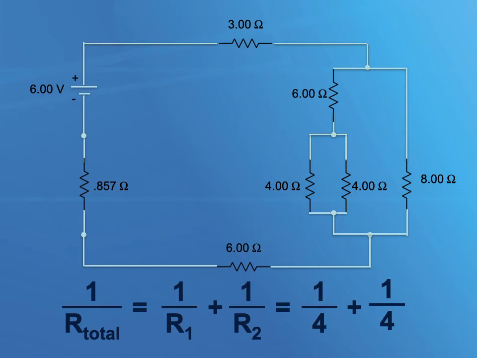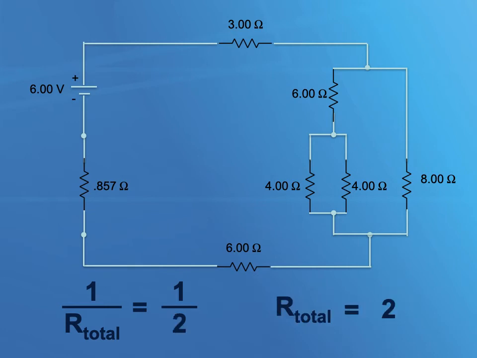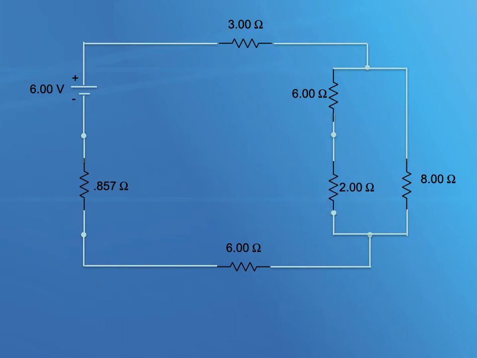Okay, now we're going to do the 2 4 ohm resistors there on the right, the kind of inner parenthesis. The 2 4 ohm resistors are in parallel. So again, 1 over the total resistance equals 1 over 4 plus 1 over 4. 1/4 plus 1/4, of course, is 1/2. So we take the reciprocals, and the total resistance is 2. So you notice we had 2 4 ohm resistors. Now we have a 2 ohm resistor.